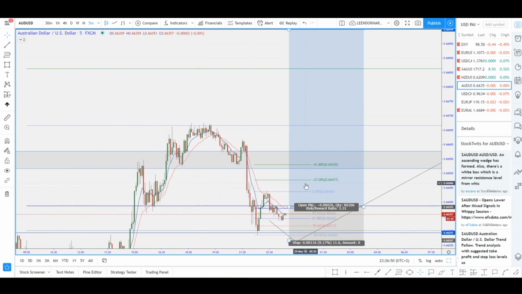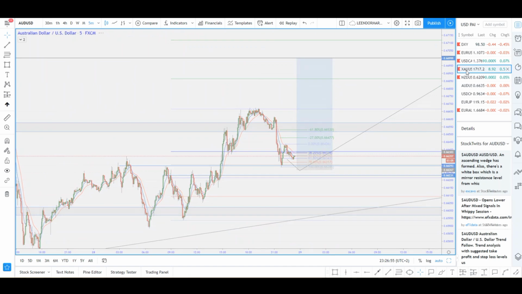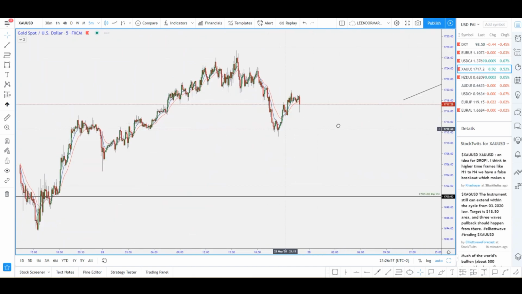So this is how I would have honestly used everything to actually get entries. Now going on to the next chart as well. Let's look at gold.